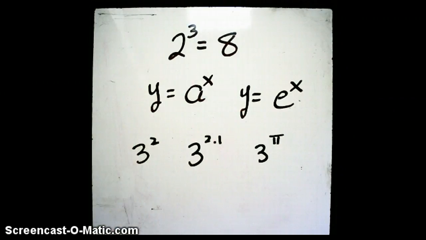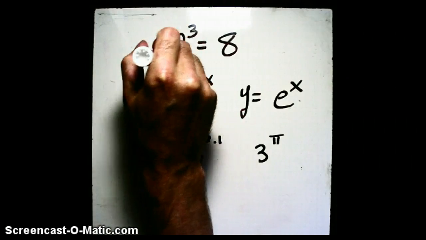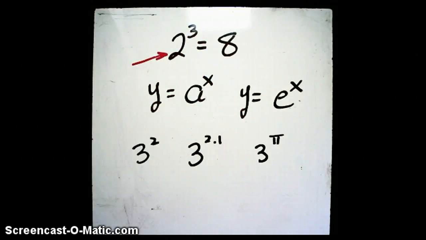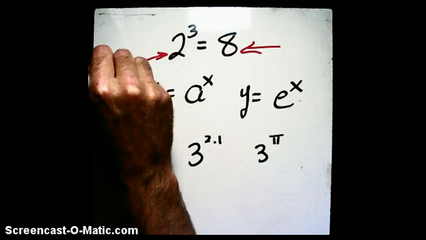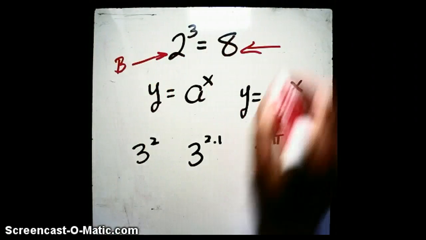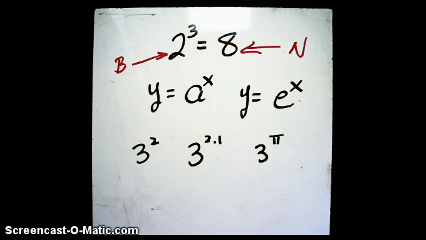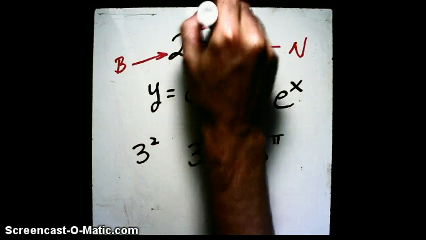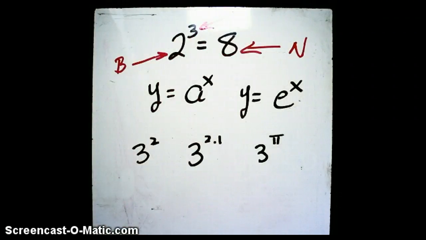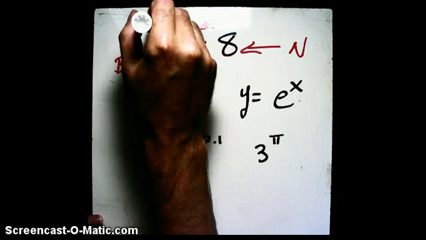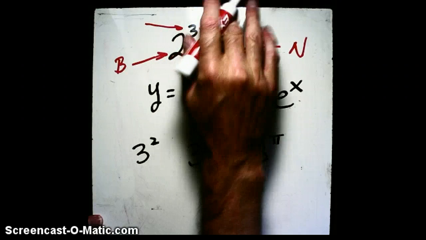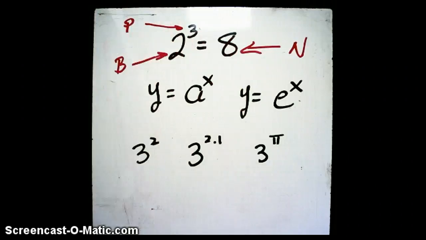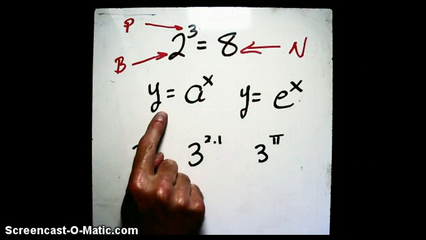Now let's review for a second. Remember, the 2 is the base. The 8 is the number. I'll just put a B for base. I'll put an N for number. And then the 3 over here, you can call it the exponent, but I call it the power. Let me move my arrow over here, okay? All right, so the 3 is called the power.